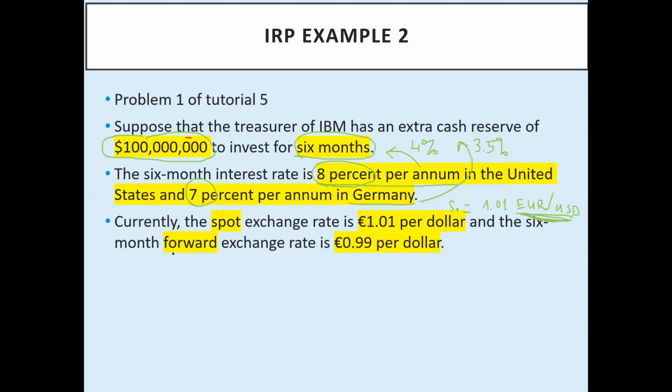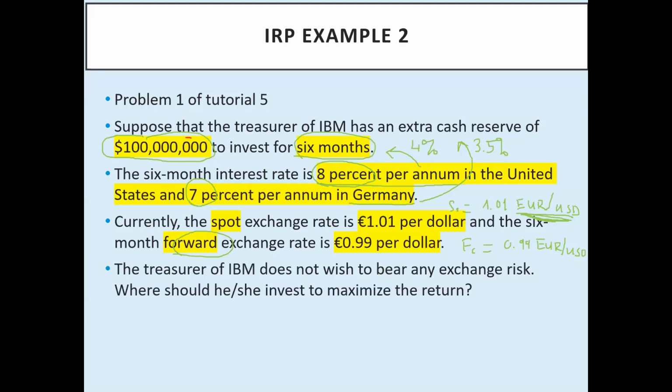Now, the 6-month forward rate is 0.99 euro per USD. So here, my forward rate is going to be 0.99 euro per USD, okay? Now, we also don't want to bear any exchange rate risk. That means we have to involve the forward contract to eliminate any future exchange rate movements, okay?